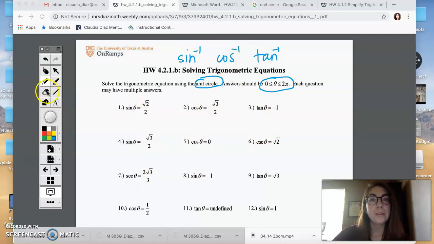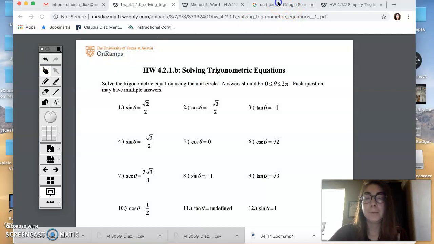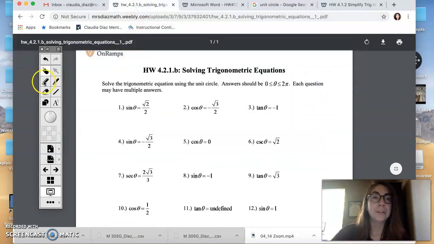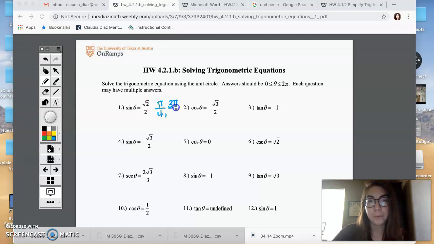Okay, so to do this problem, sine theta equals √2/2, we're basically thinking backwards. Where is sine, which is the y-coordinate, √2/2? Well, I'm going to pull up the unit circle, and the y-coordinate is √2/2 here at pi/4, but also right here at 3 pi/4. So the answer for this first one is pi/4 and 3 pi/4. Now, if we were talking about the inverse, we would have a restricted domain, but we are not talking about the inverse, not yet anyways.